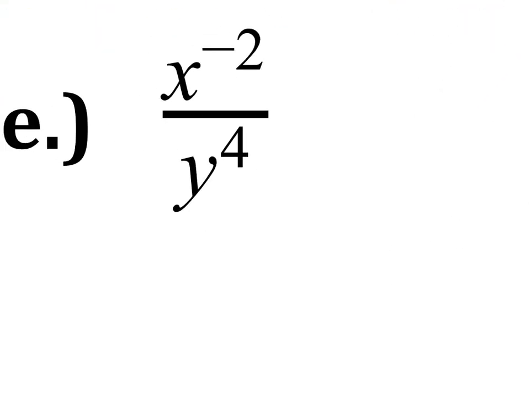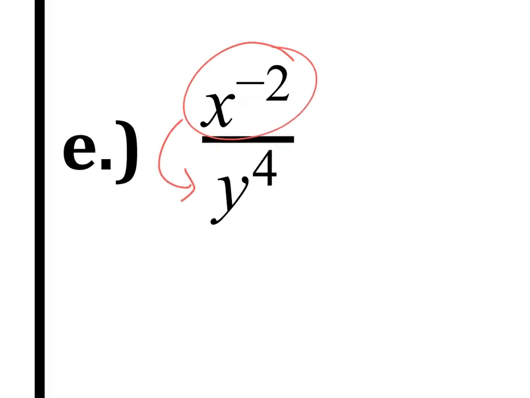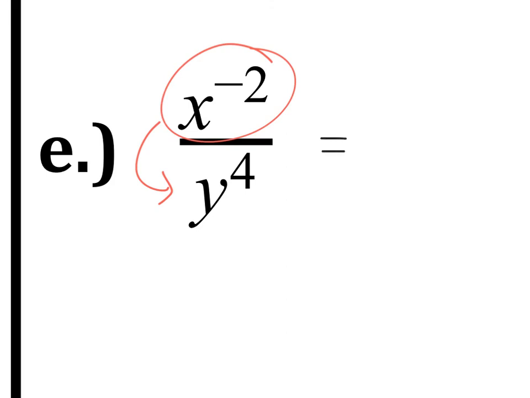E. Here we go. X has an exponent of negative 2. Y has an exponent of positive 4. Which one needs to move, the X or the Y? The X. This one goes down. The Y gets to stay. Oh no, you have an empty spot now. You fill it with a 1. X, the negative 2, goes down. It becomes positive 2. Y to the 4th is still there. I'm not going to kick you out of class if you're not causing problems. Y to the 4th gets to stay.